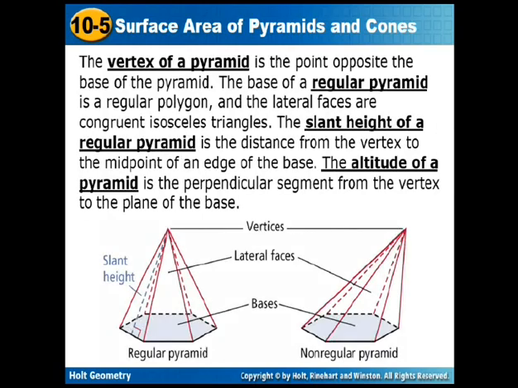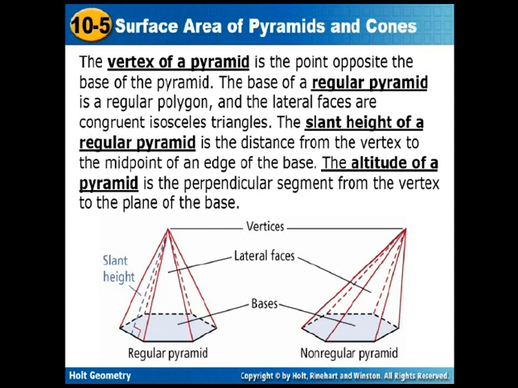Now here, as you can see, we have two types of pyramids. The first one is the right pyramid, and the second one is the oblique one. We call it regular pyramid, and that one is irregular or non-regular pyramid. Now here in the pyramid, it has one base. In the prism, if you remember, we have two bases, but in here we have only one base.